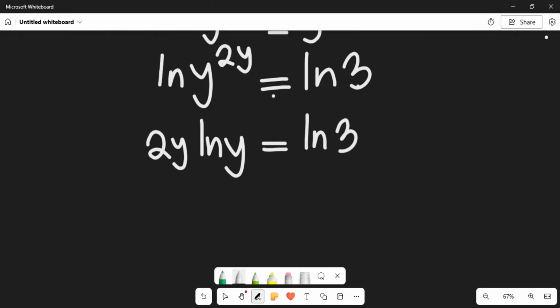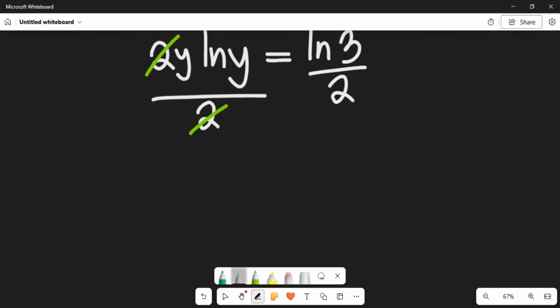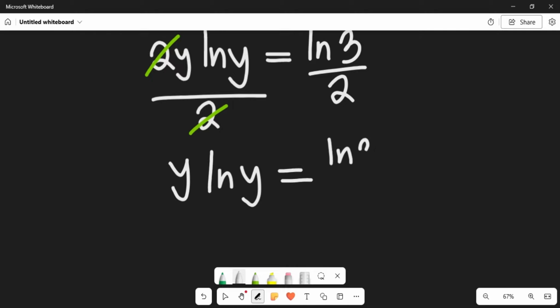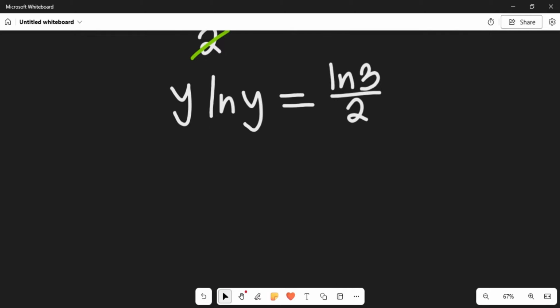Now, to simplify this, I'm going to divide both sides by 2. If I divide both sides by 2, 2 will cancel out 2, and then we'll be left with y multiplied by the ln of y, and this will be equal to the natural log of 3 divided by 2. Now, what do we have here? Having gotten to this point, all we need to do is to further simplify.